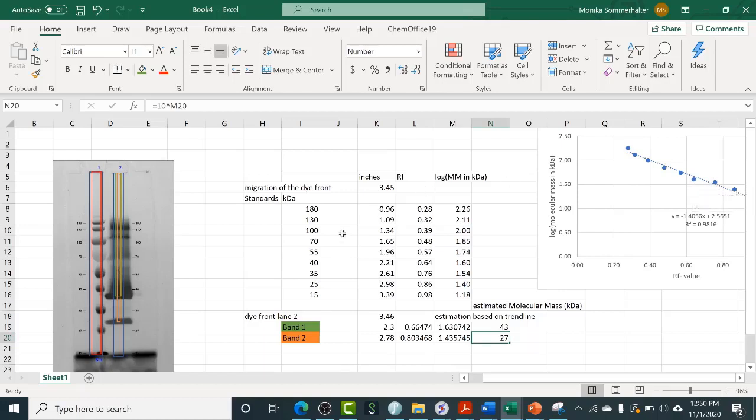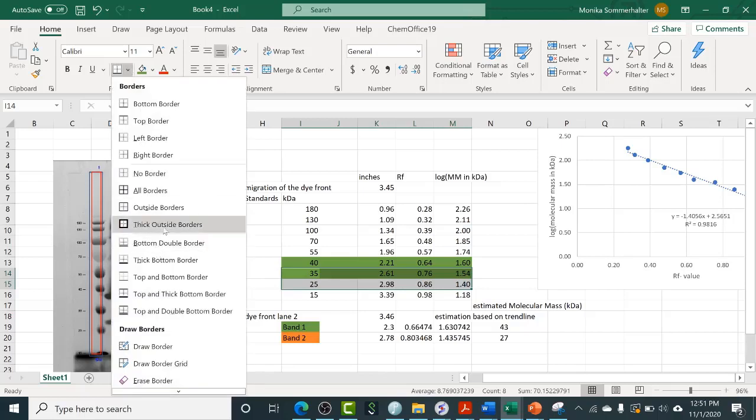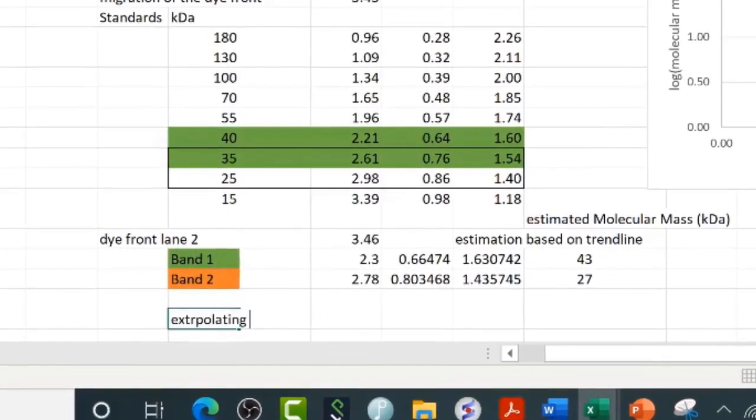For band 1, therefore, we will focus on this data range here for the 40 and 35 kilodalton. And for the other band, band 2, we will focus on the lower range. For band 1, we therefore focus on the data highlighted in green, and for band 2, we will focus on the data in the box between 25 and 35 kilodalton. So extrapolating between 35 and 40 kilodalton.